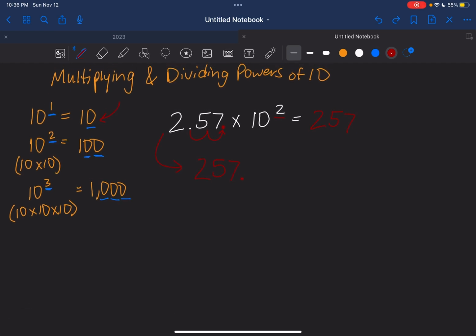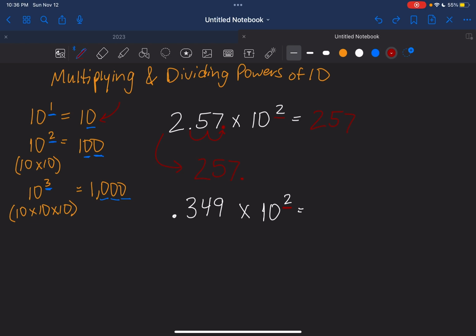So let's do this one. We're going to look at 349 thousandths, or you could say 0.349 times 10 to the second power. We're going to solve this one now, okay? Same thing, I'm going to look at my decimal point, which is in front of the 3 this time, and I'm going to move it to the right the number of times that's listed in my exponent.